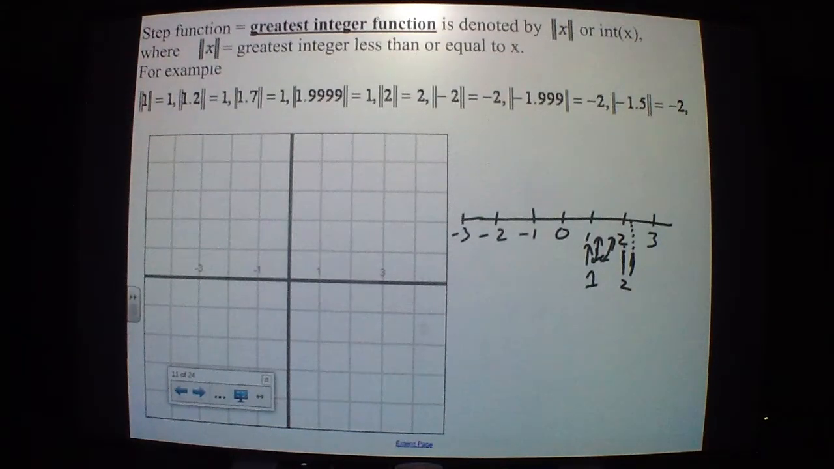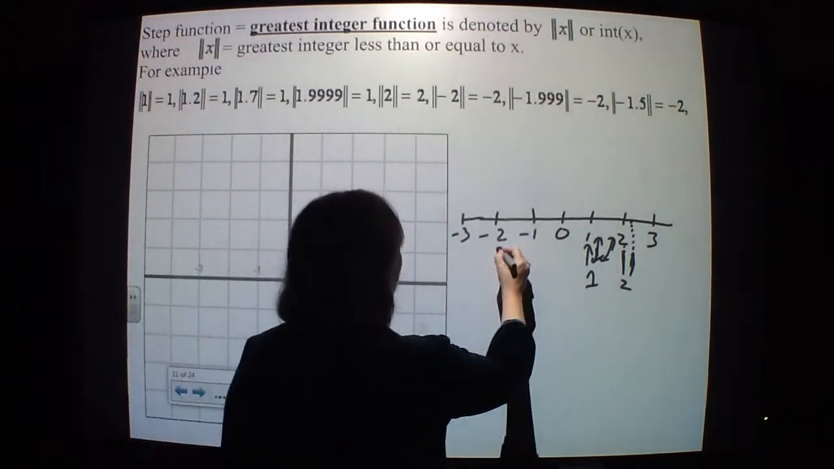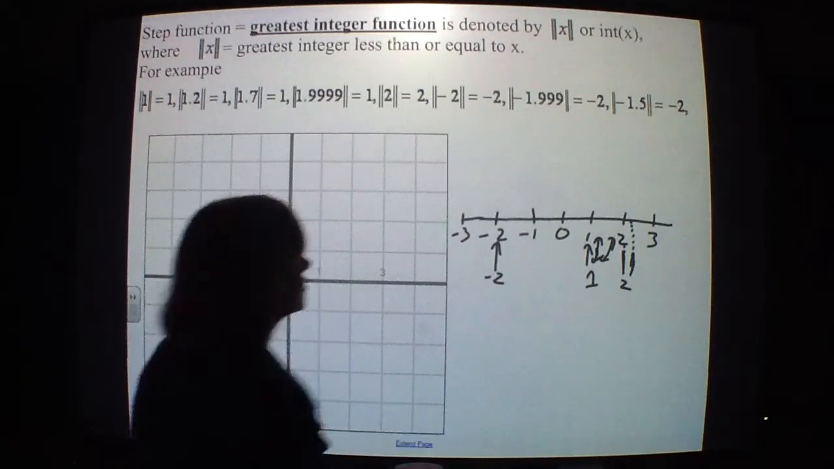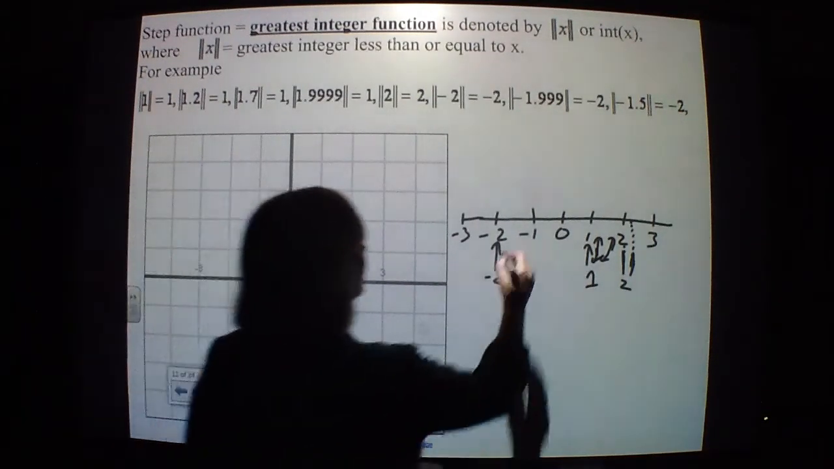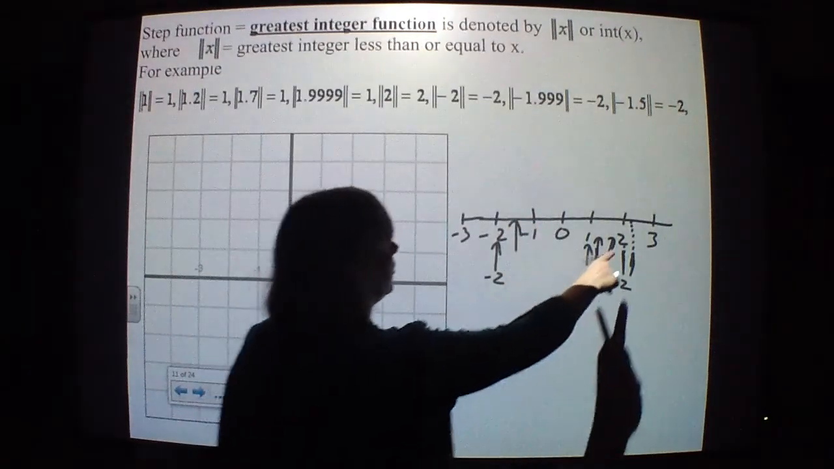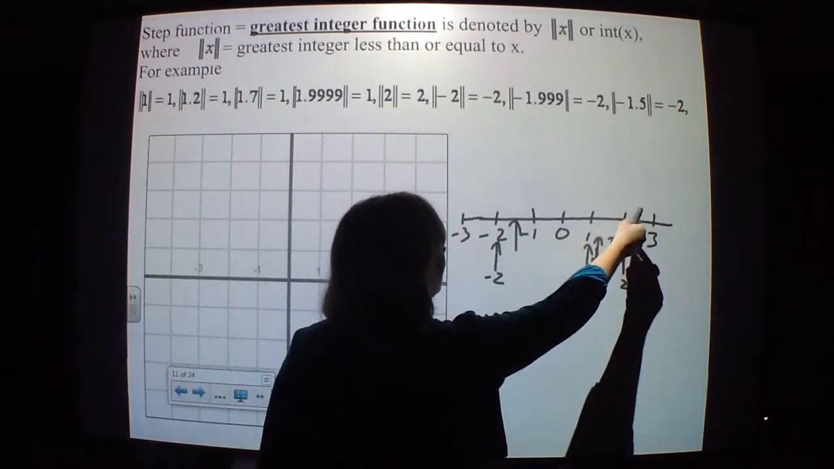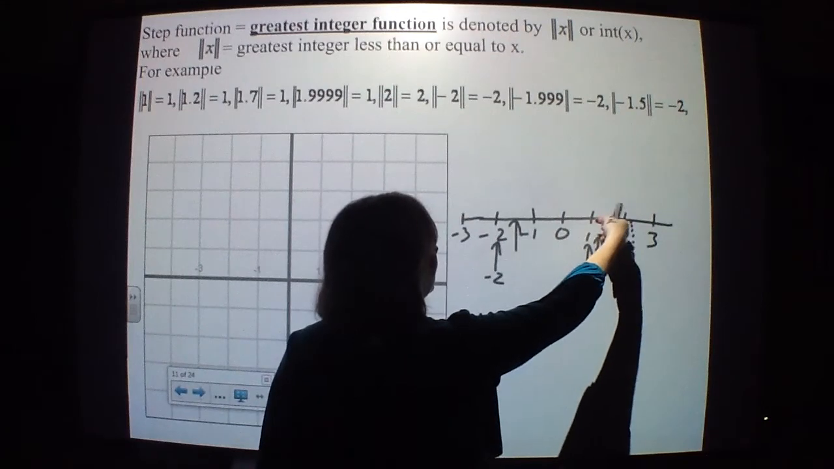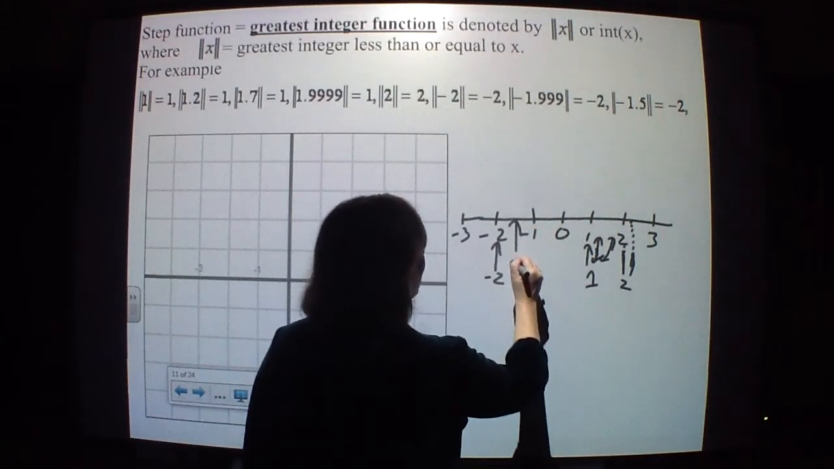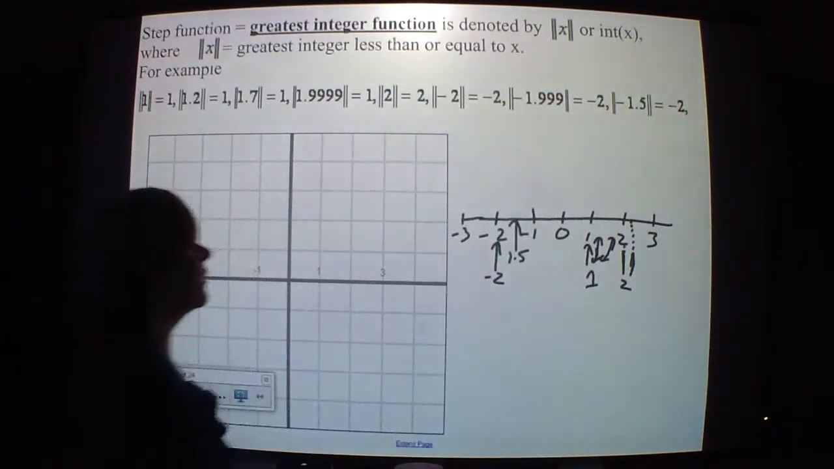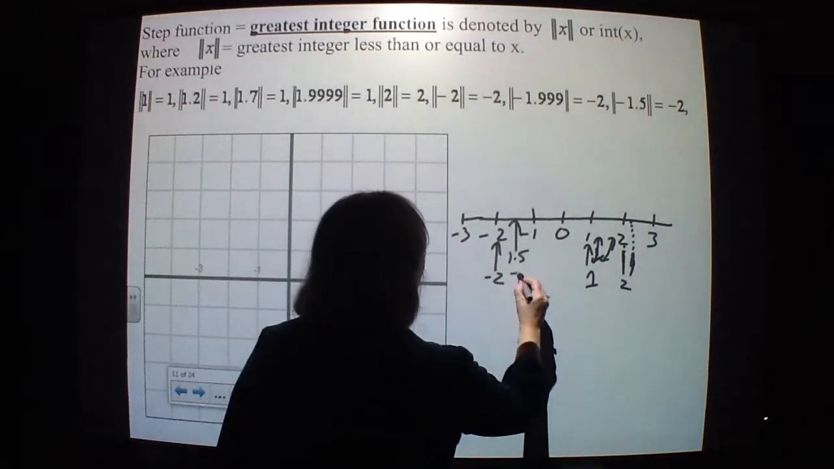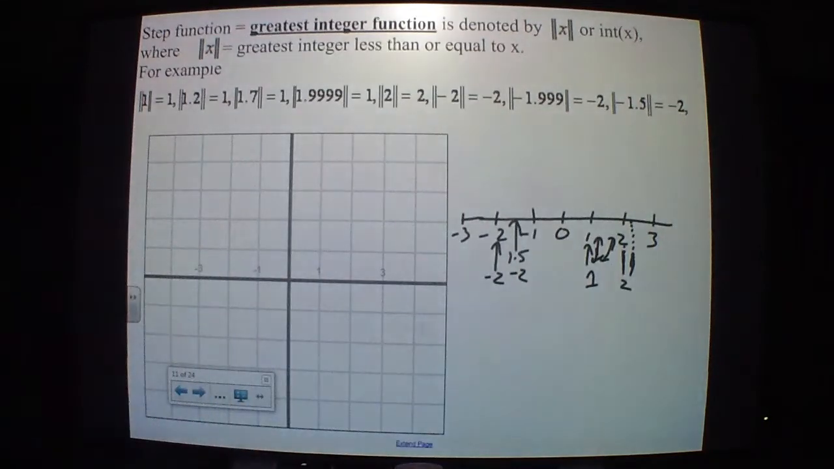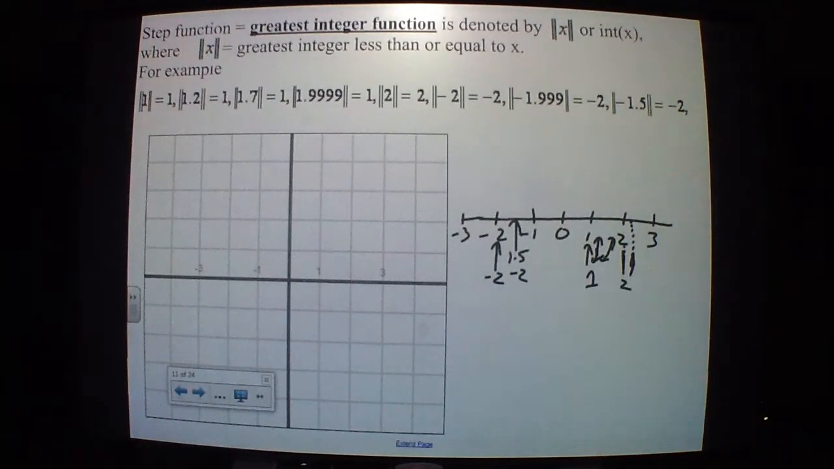Okay? Think about negative numbers. If I'm at -2, it's -2. But what if I'm somewhere right here? Look at how this was. The greatest integer, less than or equal to. Less than is to the left. So I'm going to the left. So if I'm at like -1.5, the greatest integer would be -2. This would be -2. Okay? So we could do a step function like that.